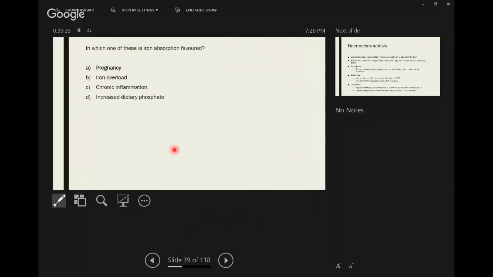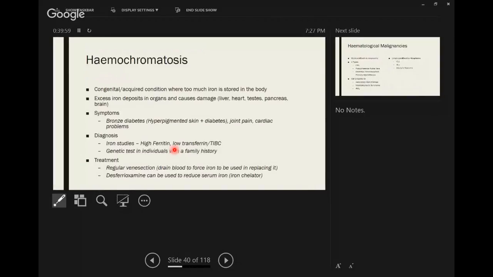So in iron overload, obviously it's not favored. Chronic inflammation, your body doesn't want iron. It's still thinking it's fighting off bacteria, and iron's good for a lot of bacteria to multiply. Increased dietary phosphate. Phosphate's a negative ion. It's an anion, and so it binds with iron in the gut and is excreted as iron phosphate. That also happens with calcium phosphate as well.